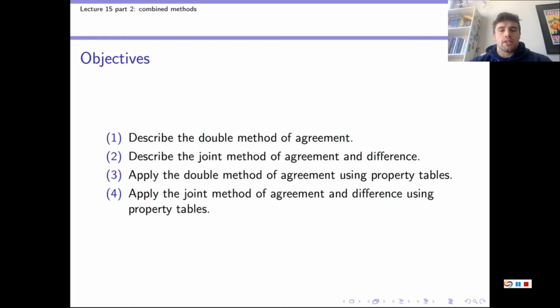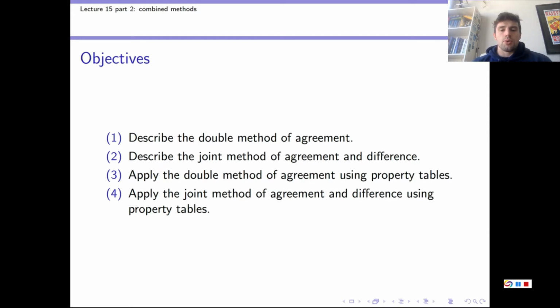So there are 4 objectives for this lecture video, but we've already developed all the necessary skills to meet them quite easily, so we won't be going on forever with this one. We're going to round off Mill's methods by looking at 2 combined methods, what they're used for, and applying those methods using property tables in the same way we've been doing over the last 3 videos.